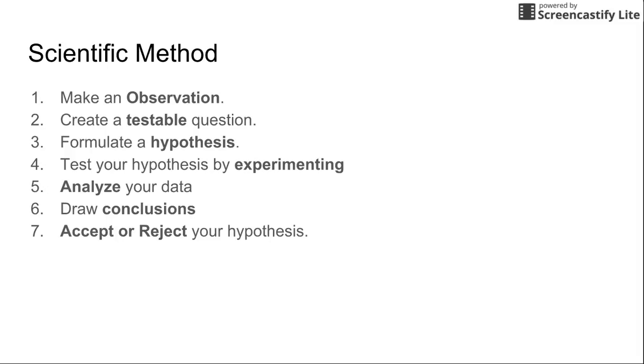Step 1 is to make an observation about the world around you. Next, you create a testable question, which we talked about just the other day. The third step is to formulate a hypothesis. And for this, we use if, then, and because. Then you test your hypothesis by experimenting, analyze the data you collect, draw conclusions from that data, and then you can accept or reject your hypothesis based on those conclusions.